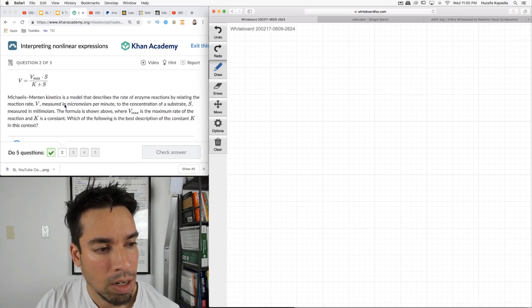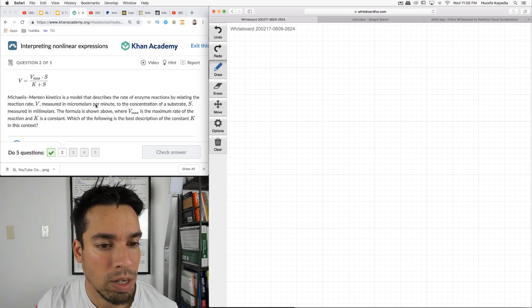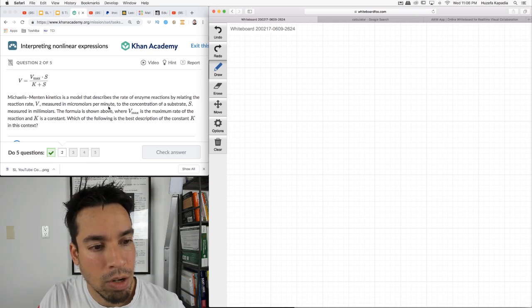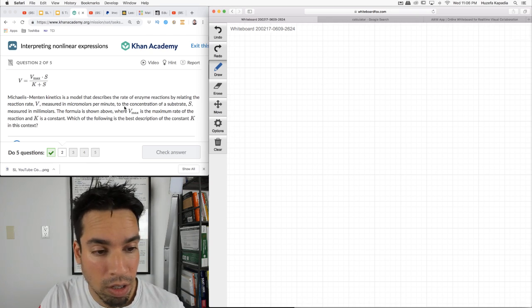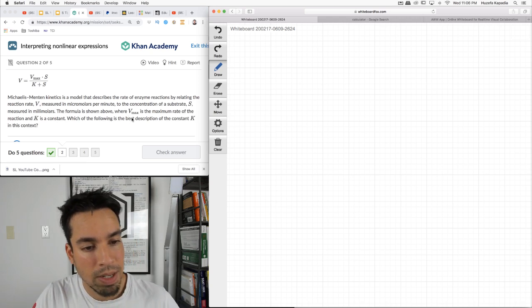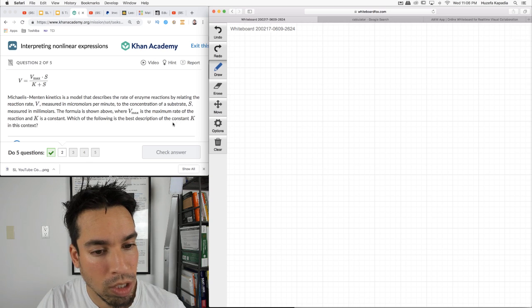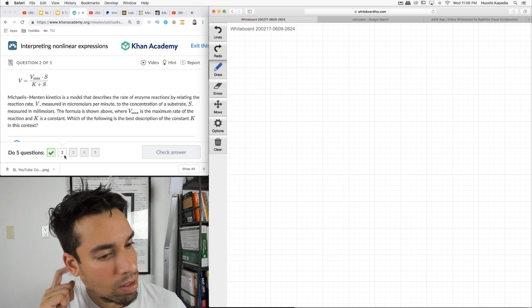Michaelis-Menten kinetics is a model that describes the rate of enzyme reactions by relating the reaction rate V, measured in micromolars per minute, a lot of jargon, to the concentration of a substrate S. I bet you none of this we need to even know. The formula is shown above, where V max is the maximum rate of the reaction and K is a constant. Which of the following is the best description of the constant K in this context?